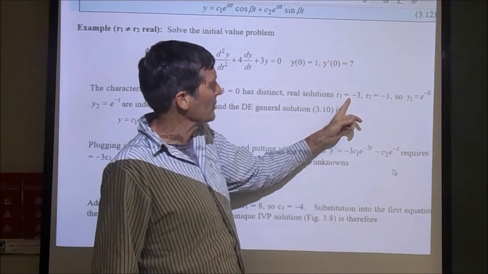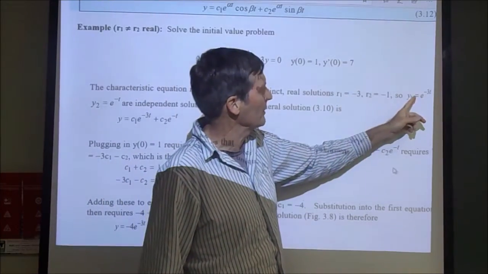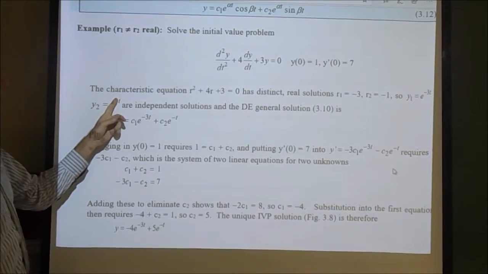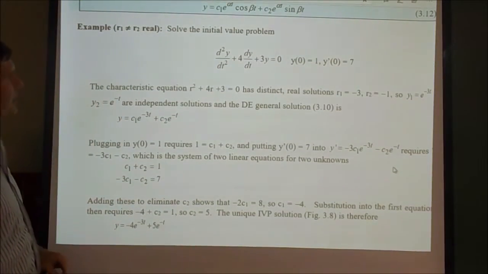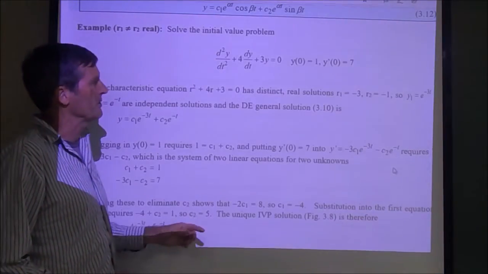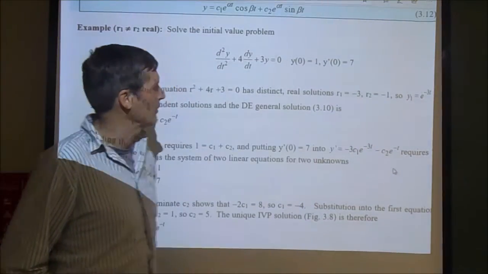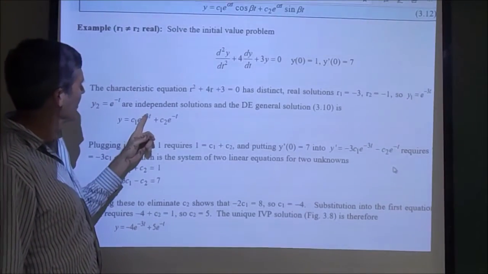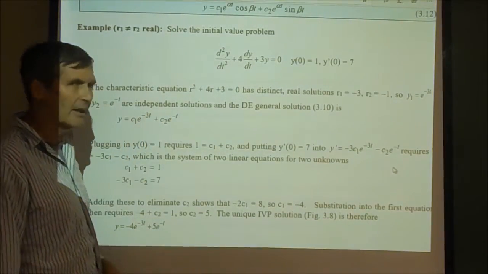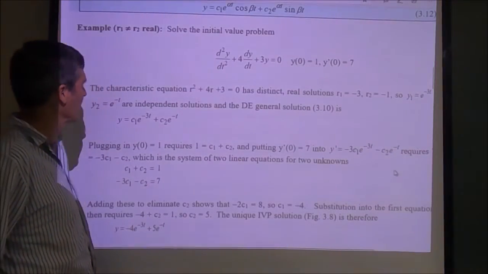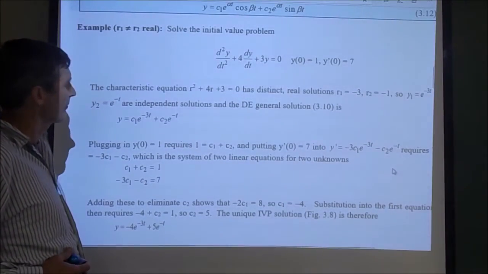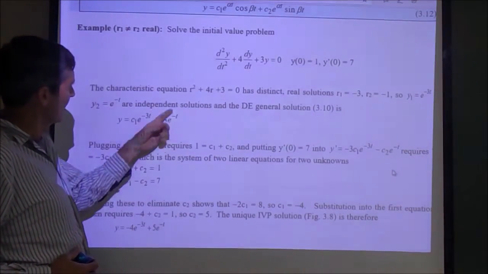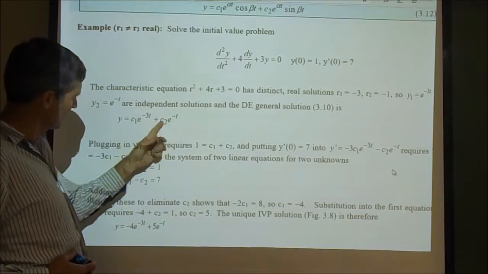And so two solutions to the differential equation are y1 equals e to the first number times t, e to the minus 3t, and y2 equals e to the second number times t, e to the minus t. Those are independent solutions since r1 and r2 aren't equal. The general solution immediately, look how nice this is: c1 e to the minus 3t plus c2 e to the minus t. That's all solutions to the differential equation. Now, we also had initial values. This is an infinite set of solutions. c1 and c2 could be any real numbers.